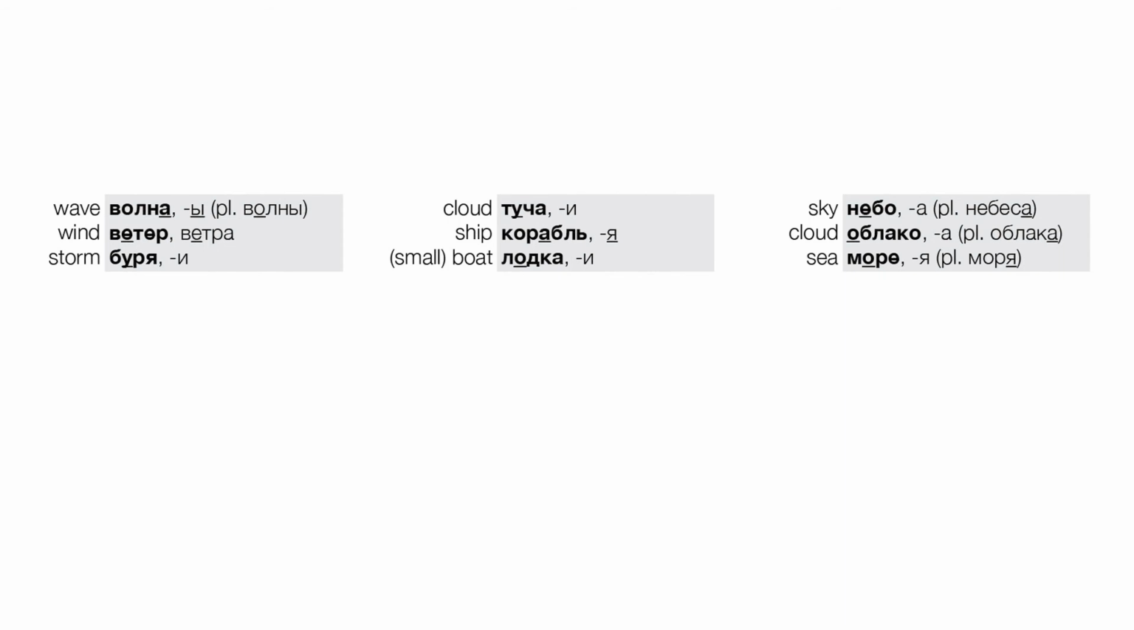Лодка, that's a small little boat, like a rowboat or something. Лодка, that's a hard feminine. Небо, hard neuter again. Облако, hard neuter. Море, soft neuter.